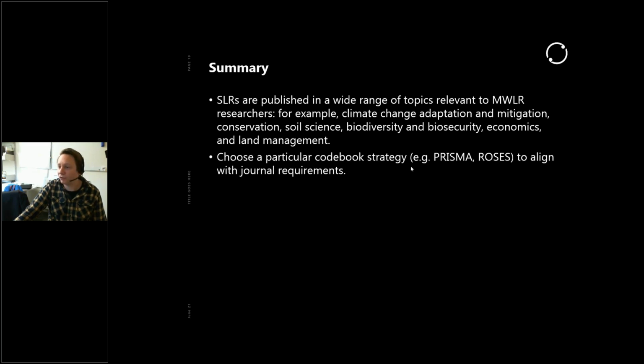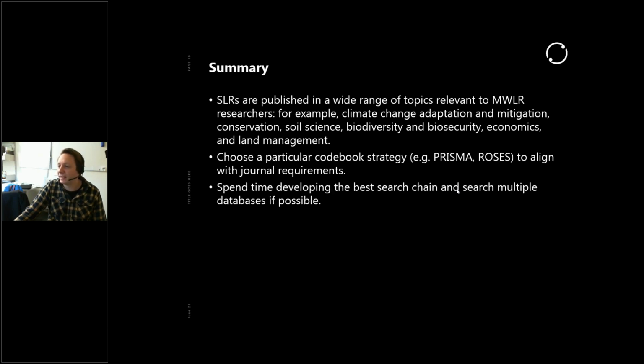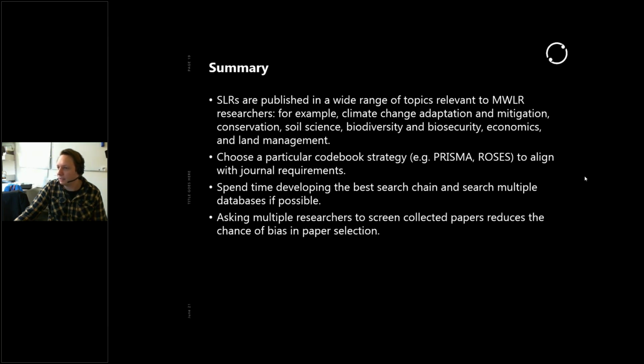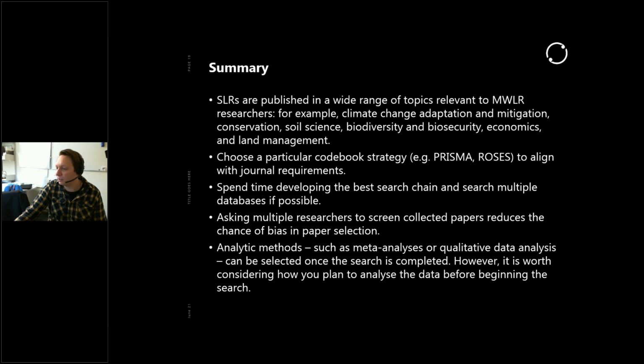Choose a particular codebook strategy to align with journal requirements if that is in fact your goal of conducting a systematic literature review. Spend time developing the best search chain and if possible search multiple databases. But as I noted, you are able to justify an SLR of publishable quality through simply accessing the database that we have access to here at Manaaki Whenua. It's best practice as well to get multiple researchers to screen collected papers to reduce the chance of bias in paper selection. And as I said, the analytic methods can be selected once the search method is complete, but I think it's worth considering how you plan to analyze the data before beginning the search.